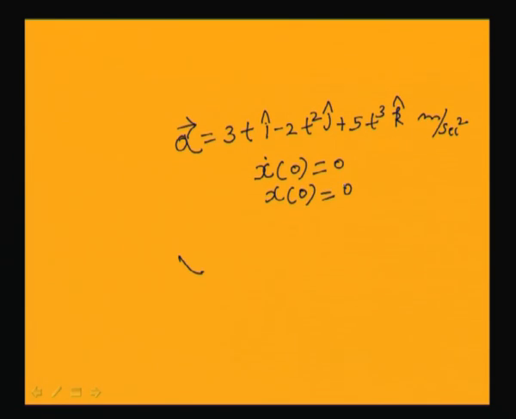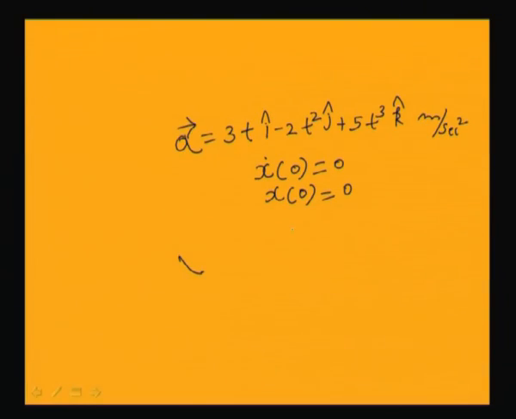Therefore, if somebody wants to find out the particle's position, displacement, distance travelled after 5 seconds, then we can integrate this expression and find out the particle's position, displacement and distance. Suppose somebody wants to find out the distance travelled, then of course we know that a small distance ds squared will be equal to dx square plus dy square plus dz square.